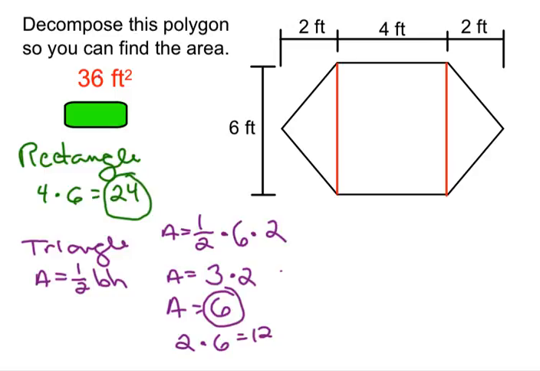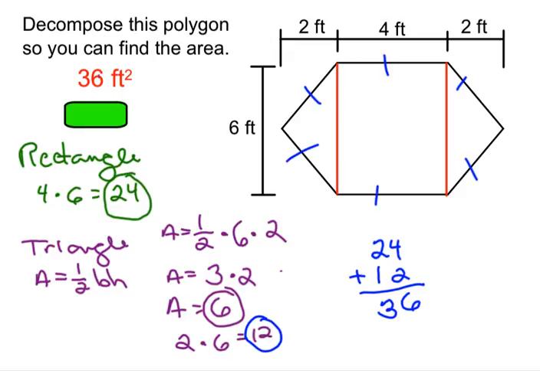And now what I can do is I can take my area from my rectangle, which is 24 square feet, my area from my triangles, which is 12 square feet, and add those up. 4 plus 2 is 6. 2 plus 1 is 3. And we do get 36 square feet for the whole hexagon. And it's a hexagon because it has 1, 2, 3, 4, 5, 6 sides. All right?